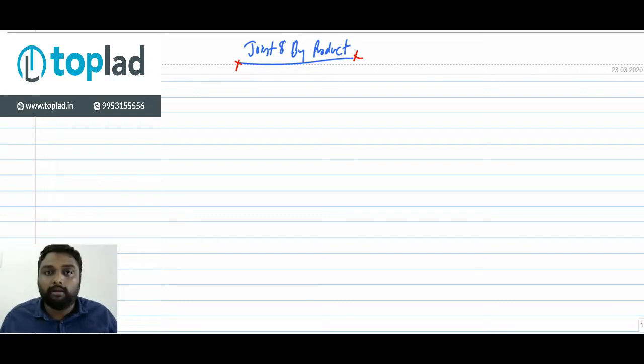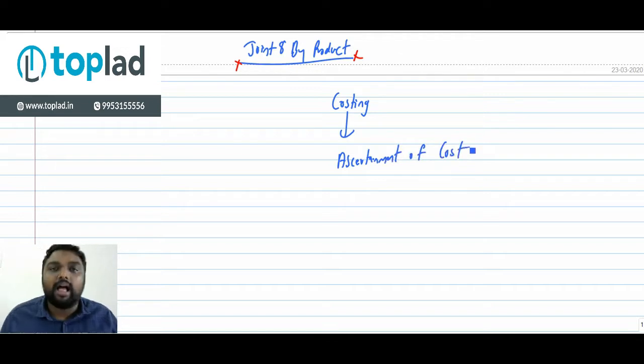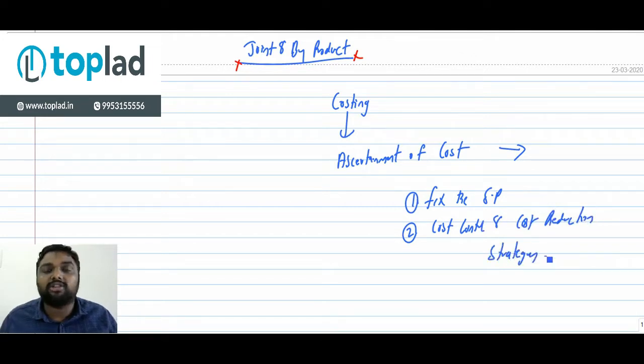Okay. So when joint products are manufactured, see, we know in costing or cost accounting, one of the main objectives is ascertainment of cost. Because once you ascertain the cost only, you will be able to fix the selling price, or you can plan for cost control or cost reduction strategies.